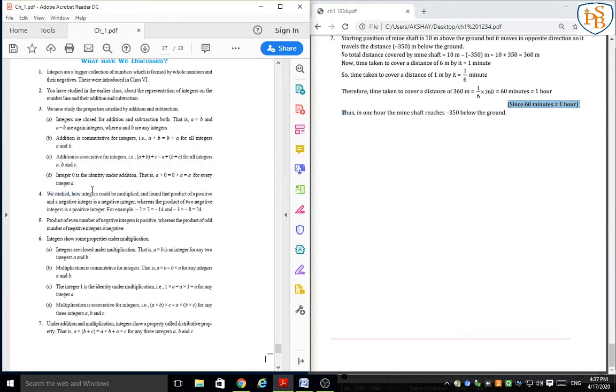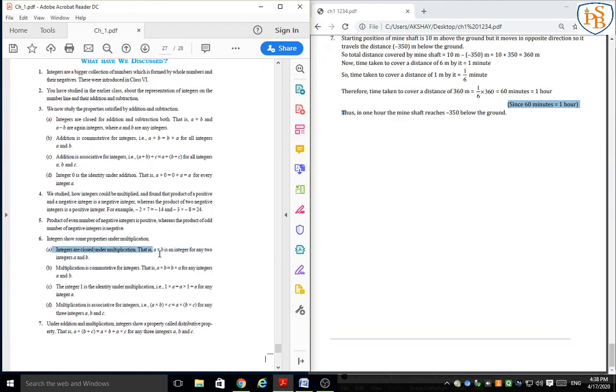We studied how integers could be multiplied and found the product of a positive and a negative integer is a negative integer, whereas the product of two negative integers is a positive integer. For example, negative 2 into 7 is equal to negative 14 and negative 3 into negative 8 is equal to positive 24. Product of an even number of negative integers is positive, whereas the product of an odd number of negative integers is negative. Integers show some properties under multiplication.